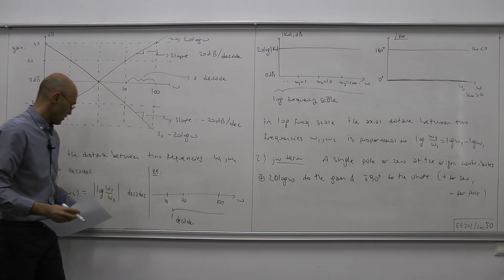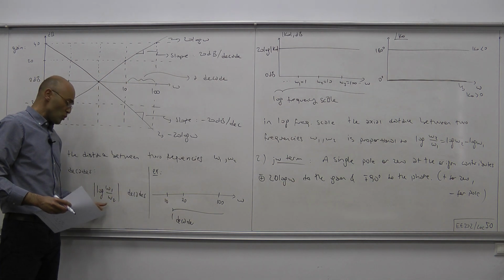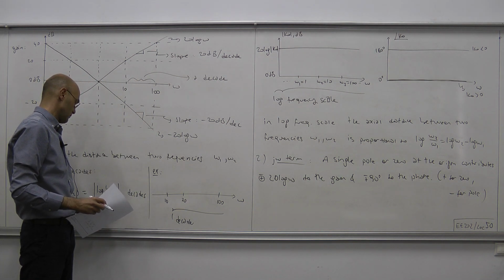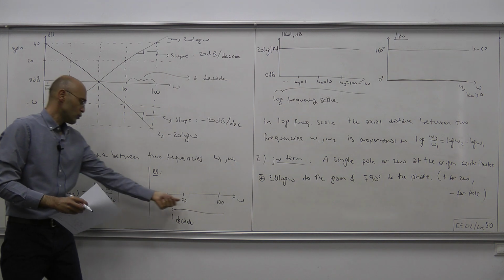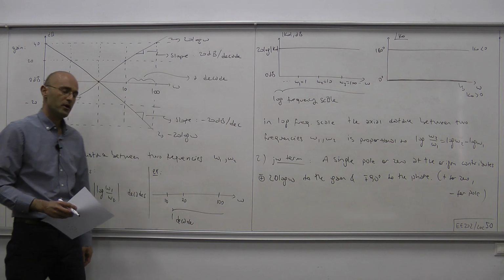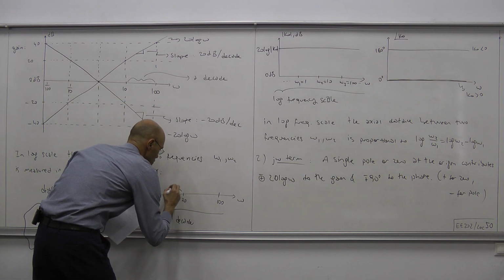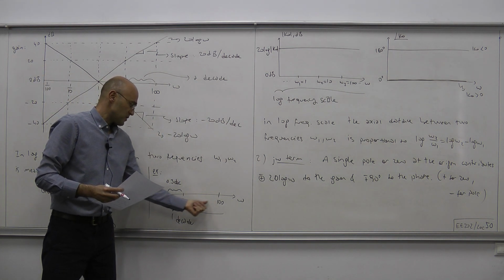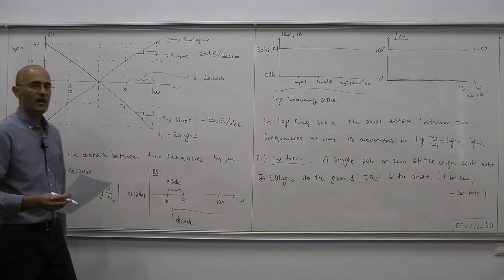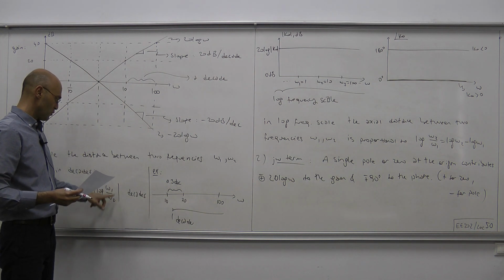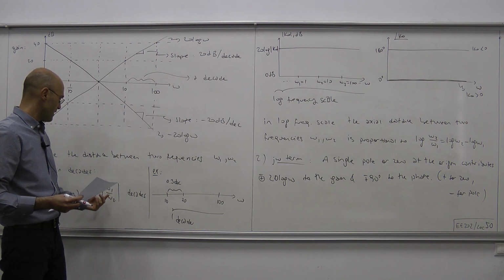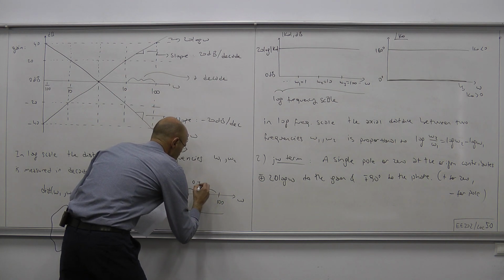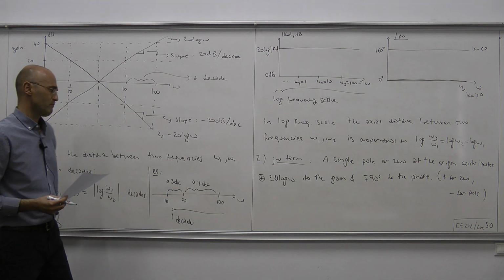From 10 to 20. Okay, 20 over 10 is 2. Log 2 is approximately 0.3. Therefore, the distance between these two frequencies is 0.3 decade. Okay, or the distance between 20 radians per second and 100 radians per second is 100 over 20, which is 5, and then log 5 is approximately 0.7. So this distance here is 0.7 decades, and so on.